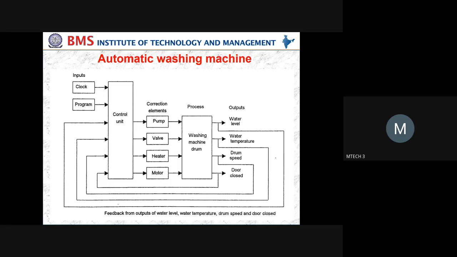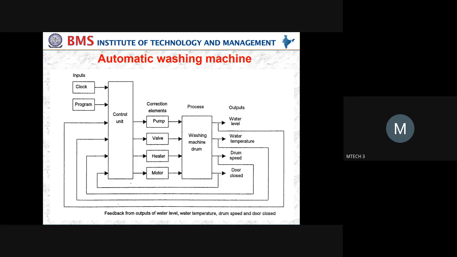Now we'll take a simple example of an automatic washing machine. In this automatic washing machine, what are the number of operations which are going to be present? That is very, very important. If you observe, what type of control system is this? Is it an open loop control system or a closed loop control system? First, directly.